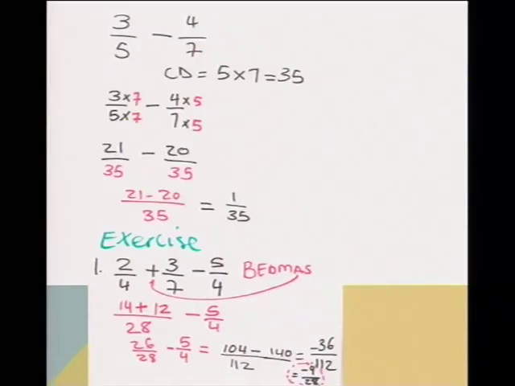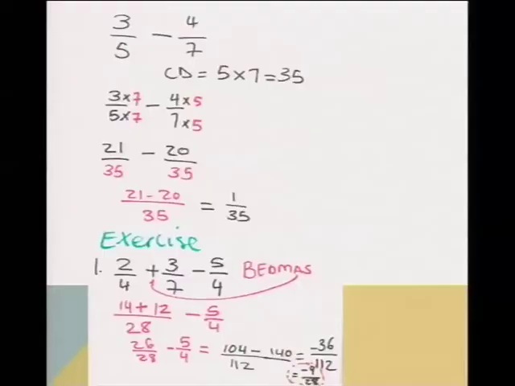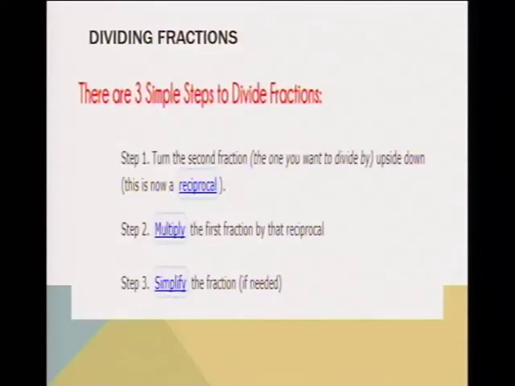Remember, 140 is greater than 104, so your answer will be negative. You need to be very careful with the signs. Now if you simplify that, or you look for a number that goes into both of them without leaving a remainder, it will be simplified to minus 9 over 28.